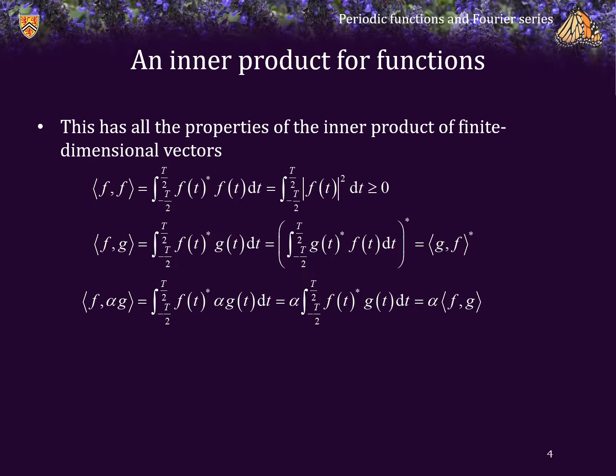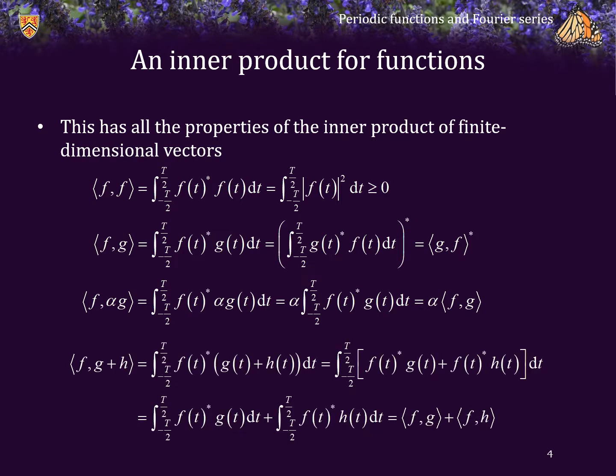Also, the inner product of f and a scalar multiple times the function g is simply equal to that scalar multiple times the inner product of f and g. Similarly, once again, based on the properties of the integral, the inner product of f and the sum of the functions g plus h is equal to the inner product of f and g plus the inner product of f and h. These, as you may recall, were the critical properties of the inner product from which everything else we discussed can be derived.